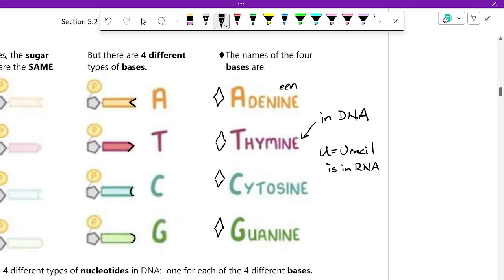And U takes the place of T in RNA. It works in the same way as T does. They're actually very similar in structure. There's just a very small difference.